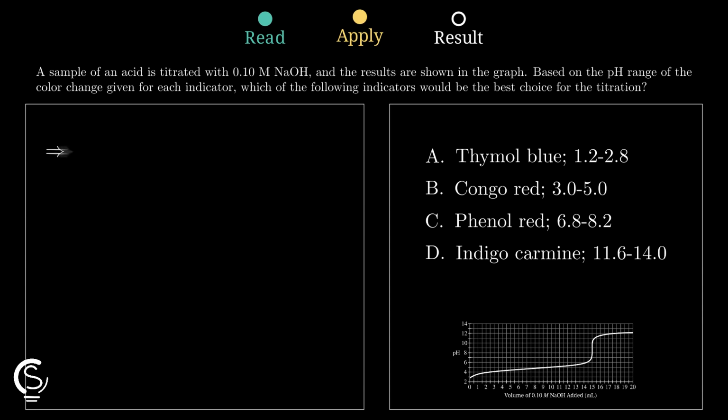Now identify the pH value at the center of that vertical jump. On this specific graph, the equivalence point occurs right around a pH of 8, which is slightly basic.